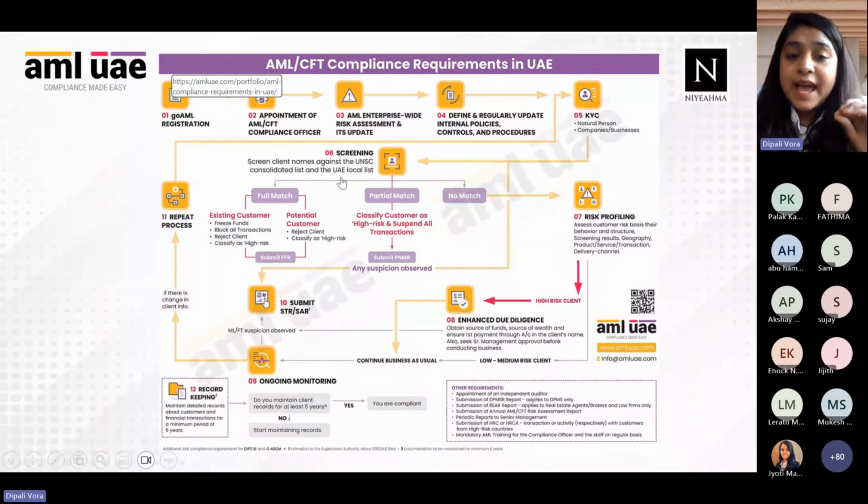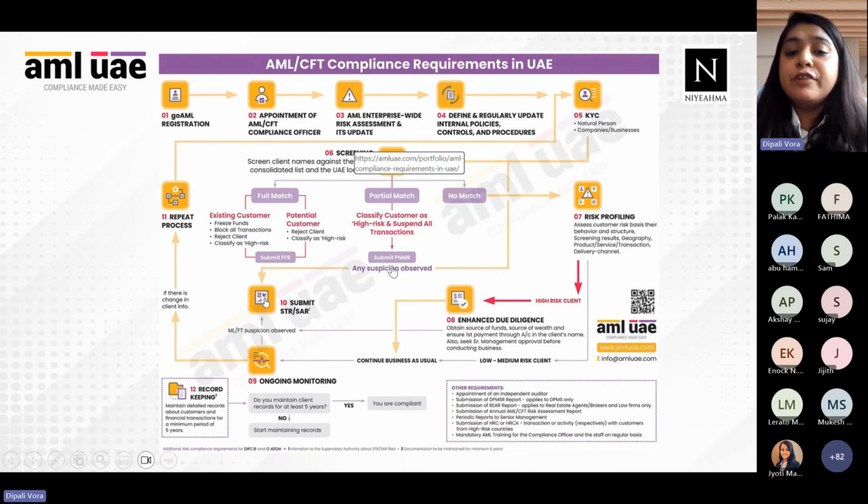Whenever we screen a person and find a match with the UNSC consolidated list or the UAE local terrorist list, only then do we file an FFR, that is, a fund freeze report. If we are holding any funds, we freeze them, and if it's a new customer, we straight away reject that client. Then the next part is the submission of a PNMR. If we screen a person and believe this could be the same person, but you're not 100% sure, in that case you will file a partial name match report.